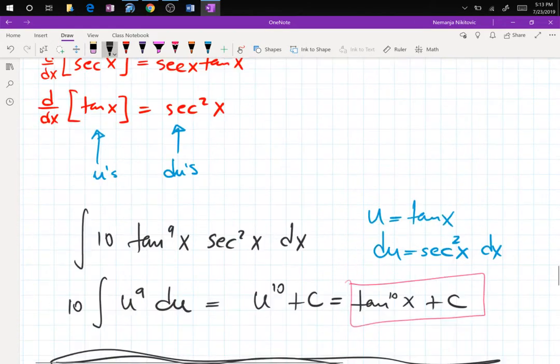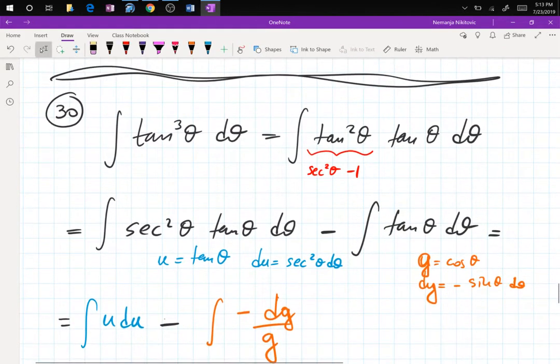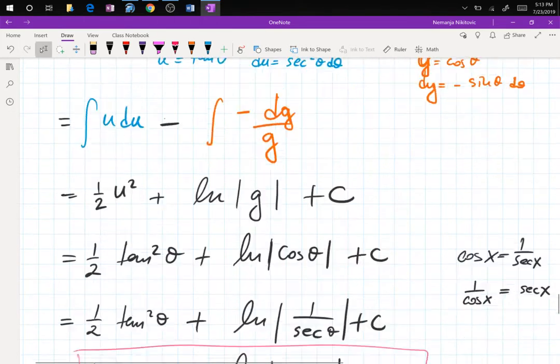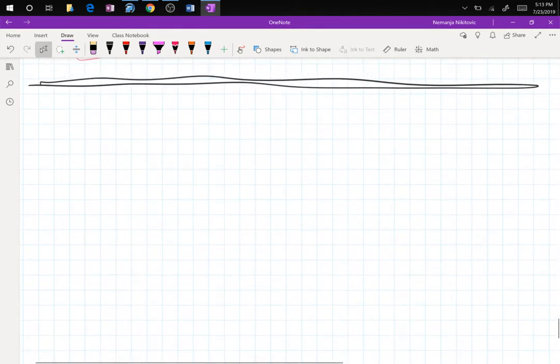So this was the secant tangent problem, where you have a secant squared as your substitution. You keep secant squared for du. Now the next batch of problems is where you actually have to save secant tangent for du. None of these problems are easy to spot. You actually have to develop intuition, and you have to practice a lot in order for it to click in.